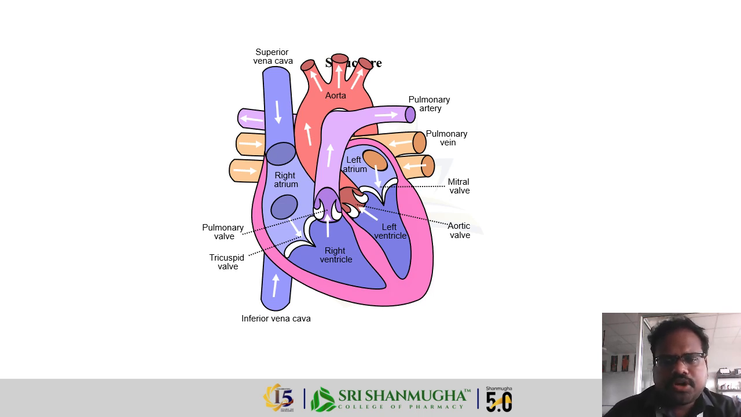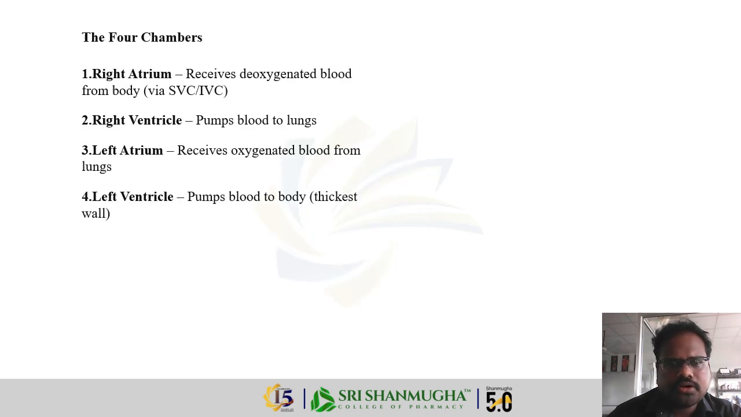So this is the circulation where the superior and inferior vena cava bring deoxygenated blood into the right atrium, and the aorta is where the oxygenated blood goes out to the body. So this is generally how the heart works. Okay. Then going into the topic, we have already seen that the heart has four chambers, that is, the right atrium.